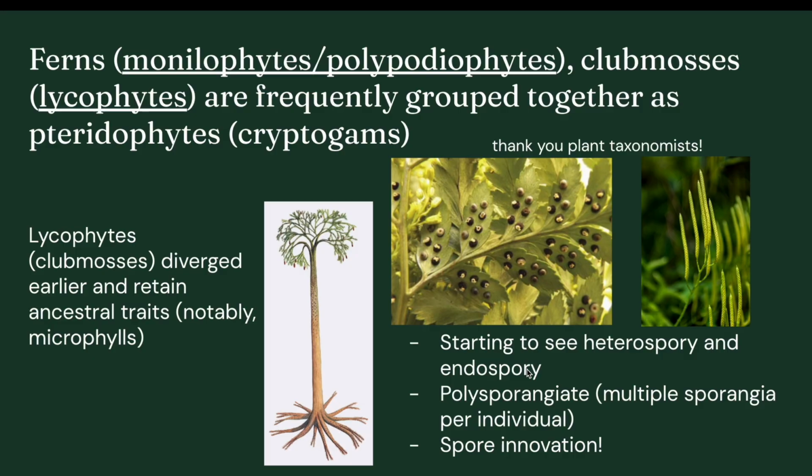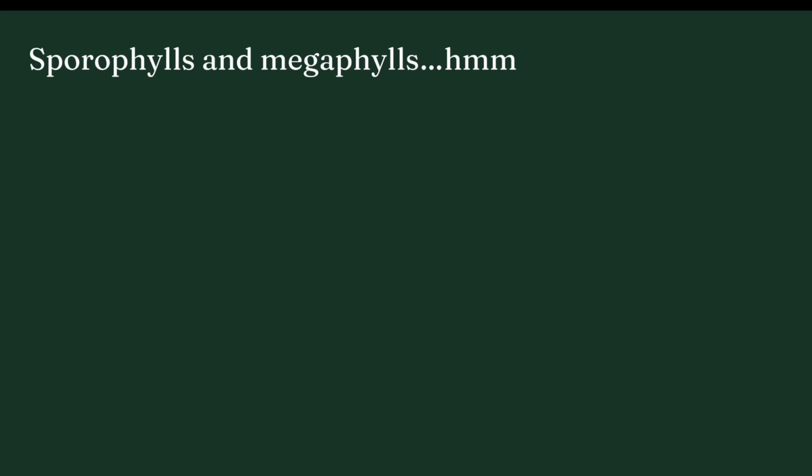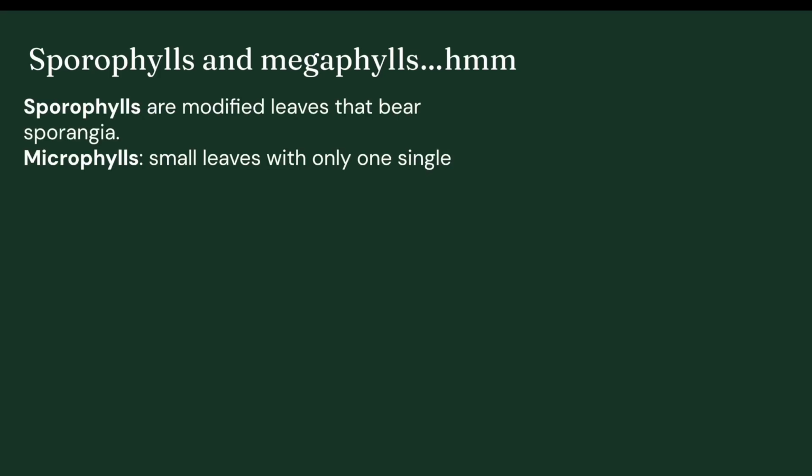Endospory is also seen in some specific pteridophytes, and it is where the gametophyte is retained entirely within the spore. It is usually seen in heterosporous plants. But anyways, all this kind of tinkering with spores is kind of a clue that the plants were not exactly happy with spores. Spores are not exactly the most efficient mode of reproduction. So just keep that in mind as we continue discussing evolution towards seed plants. So sporophylls and megaphylls, I will touch on briefly. Sporophylls are modified leaves that bear sporangia.